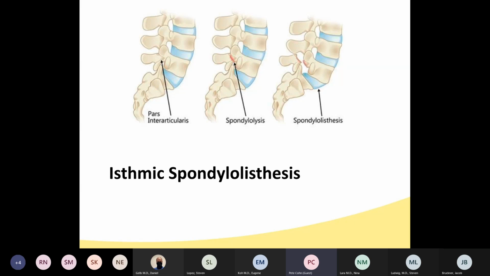So we're going to shift gears a little here and talk now about isthmic spondylolisthesis. I'll show the definition in a minute. Just for anyone who needs a refresher, this is the pars. When we're talking about isthmic spondylolisthesis, a lot of times we're talking about spondylolysis leading to spondylolisthesis, so an injury to the pars causing that disruption of our posterior elements and allowing that anterior translation of the vertebral body.